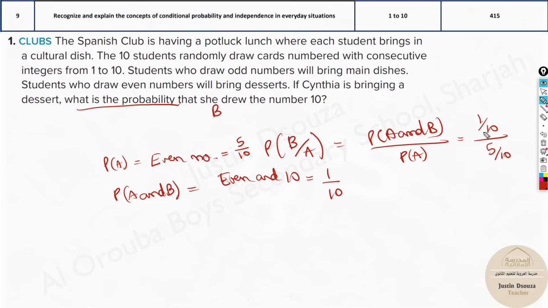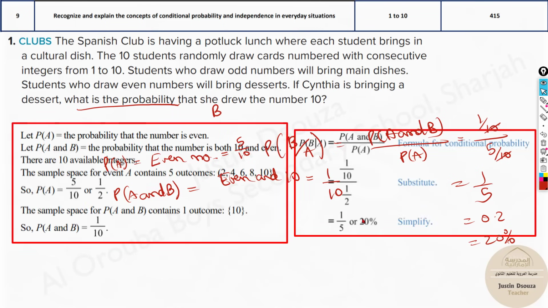But I prefer to keep it this way. Why? Because you can easily cancel this out. And it's 1 by 5. That means 1 by 5 is 0.2, or the probability is 20%. So this is how we solve this problem. You can see here the answer would be 20% directly.